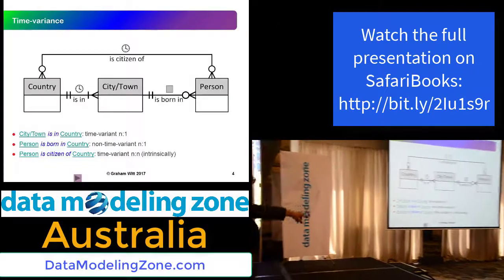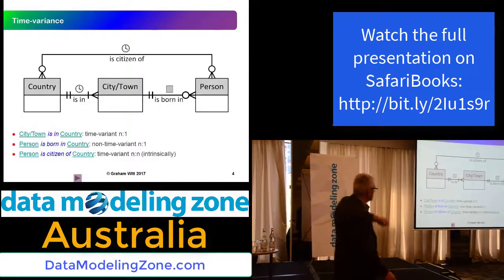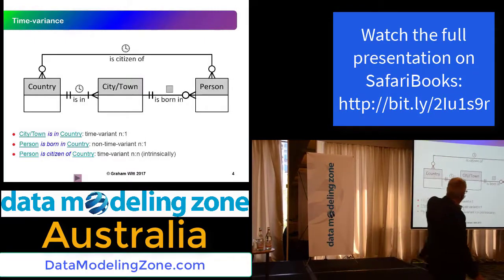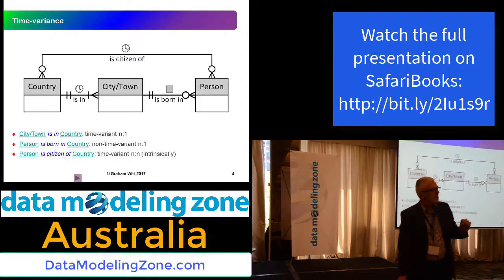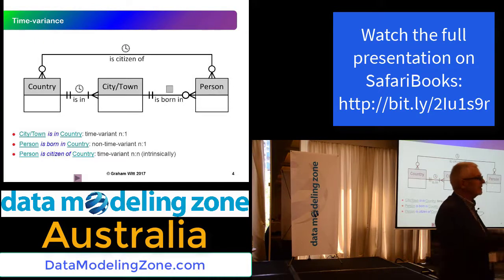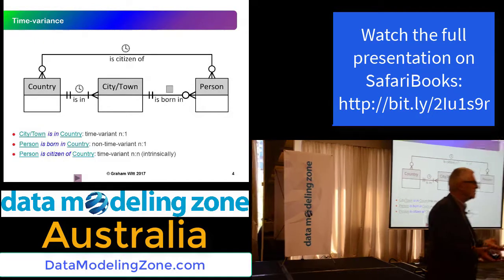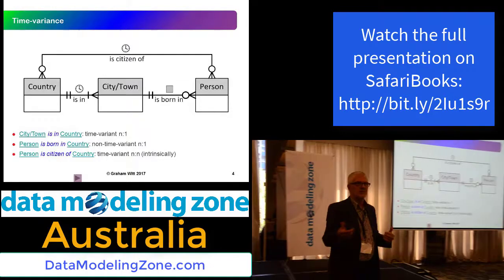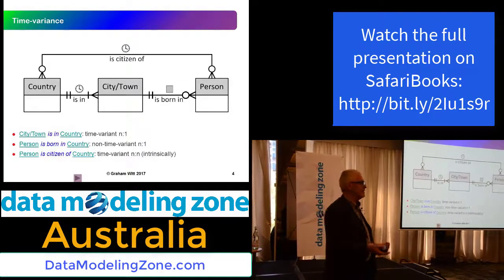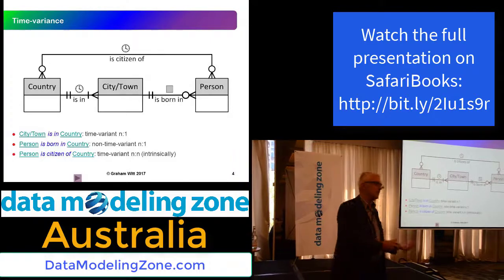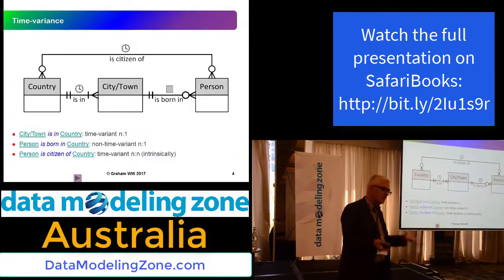There is a third relationship here. Person is citizen of country. Now this is time variant because over time you can be a citizen of one country, then another country, and depending on the laws of the country that you take citizenship of, you may need to renounce your citizenship of the other country. So Rupert Murdoch is no longer in Australia.